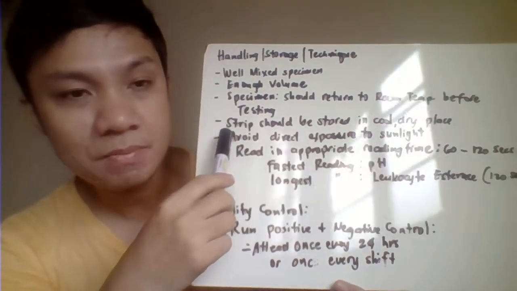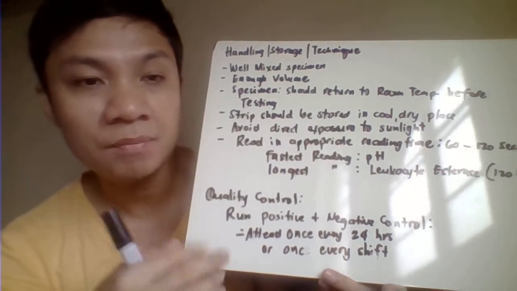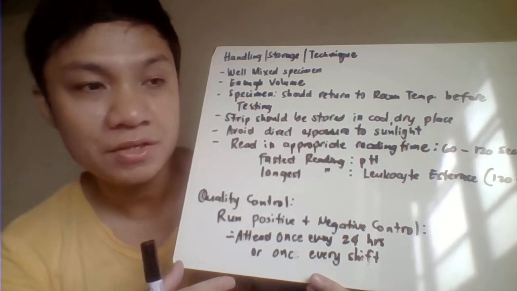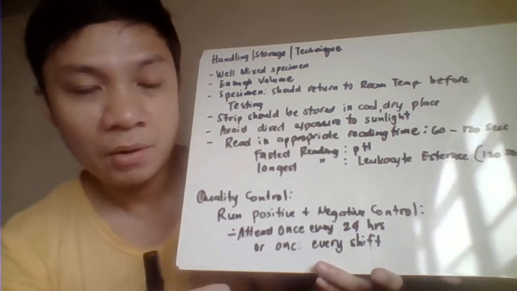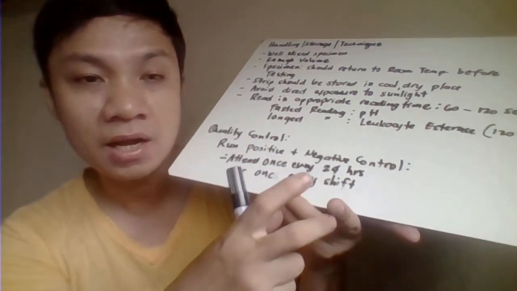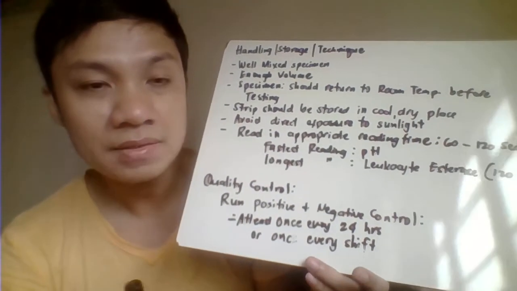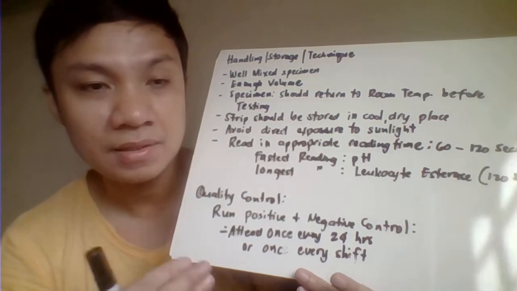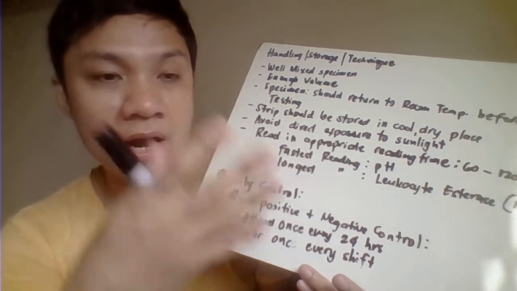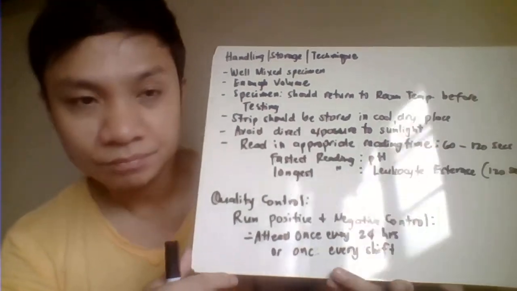Another one, your strip should be placed in a cool, dry place. Do not expose your reagent strip directly to sunlight, to prevent deterioration of your test pads. However, although your reagent test strip is in the specimen container or bottle, there is a desiccant inside. The desiccant will absorb the moisture, because any moisture or water that enters your container would result in discoloration of your test pads.